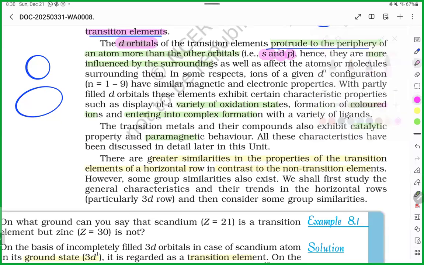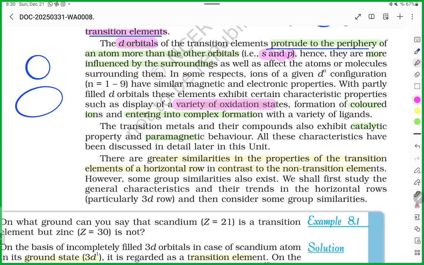Okay, so guys, move to the next. D orbitals protrude out. Because of that, they are easily influenced by the surroundings. And when you correlate with the surroundings, in crystal field theory, ligands can influence them. The remaining things we will study throughout the chapter.